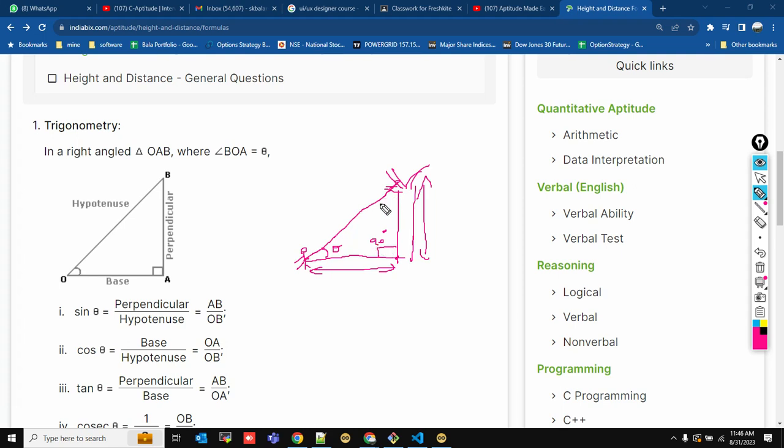So sum of all the angles will be 180 degree in a triangle, right? So using trigonometry ratios, if you are given one angle and one side, we can calculate the other sides, right? So if you are given the distance, so this is the distance. If you are given the distance and one angle, you can calculate the height. If you are given the height and the angle, you can calculate the distance, right?